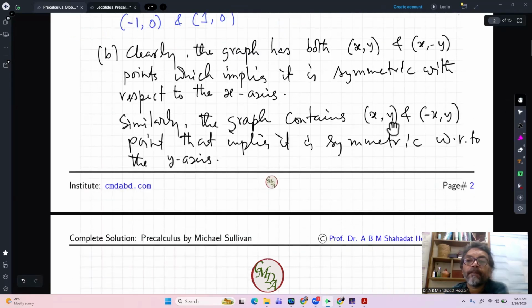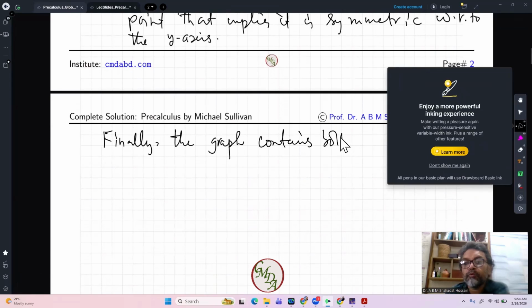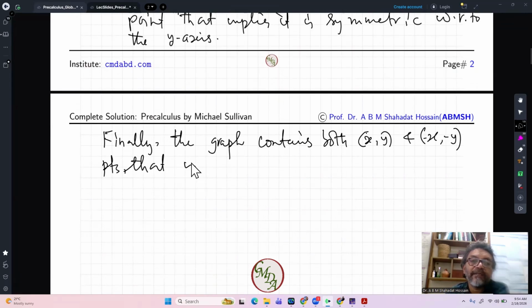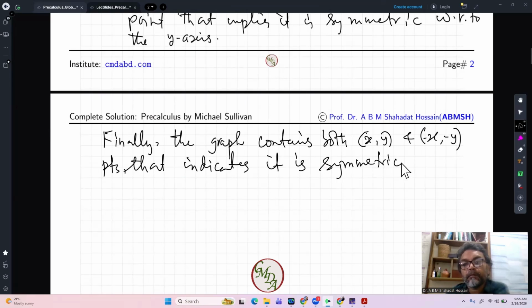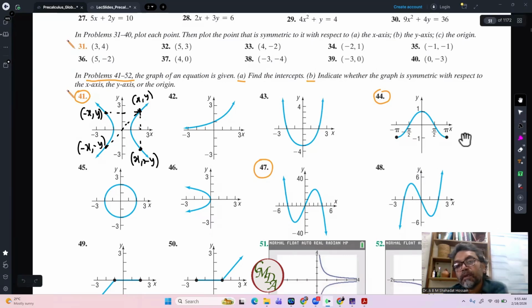So finally, the graph contains both (x, y) and (-x, -y) points, which indicates it is symmetric with respect to the origin. So that's all about question number 41.